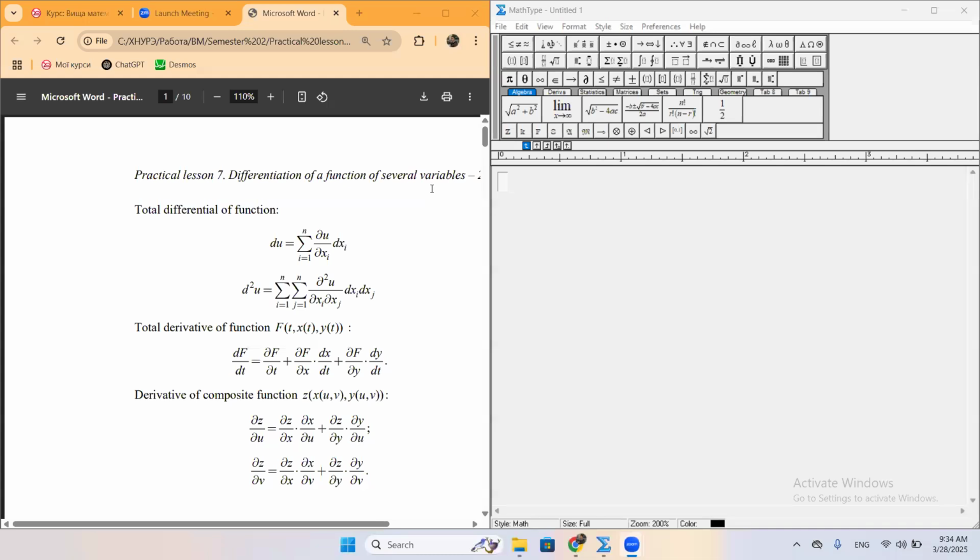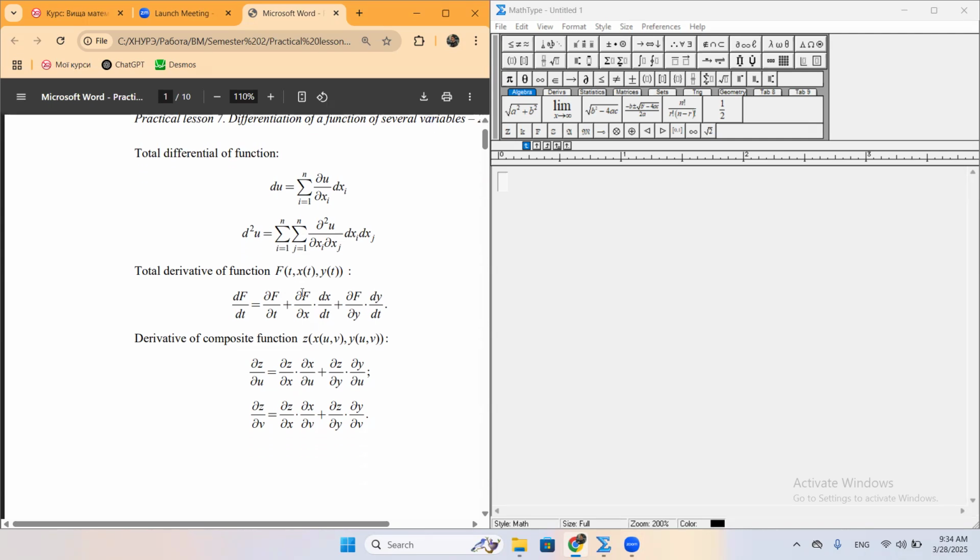Good morning, dear students. Today we have the seventh practical lesson. It is the first lesson in a new module, differential and integral calculus of function of several variables. And today we will differentiate functions of several variables.